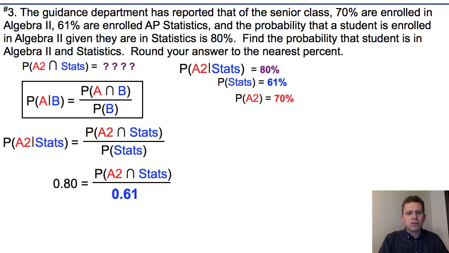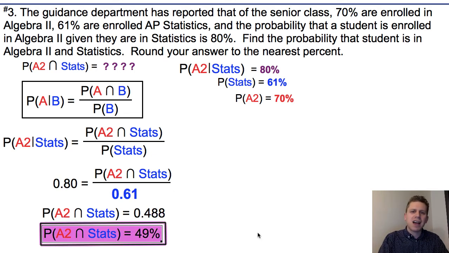So we cross multiply and I get this. The probability a student is in Algebra 2 and Stats is 0.488. And then of course what we need to do here is they said round your answer to the nearest percent. So percent means move the decimal over twice by multiplying by 100. And 48.8% rounded to the nearest percent, well, that's just going to be 49%. Very cool. Let's look at one more problem, and that will be it for this video.